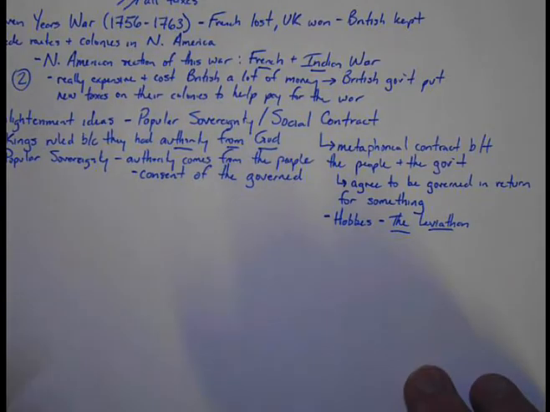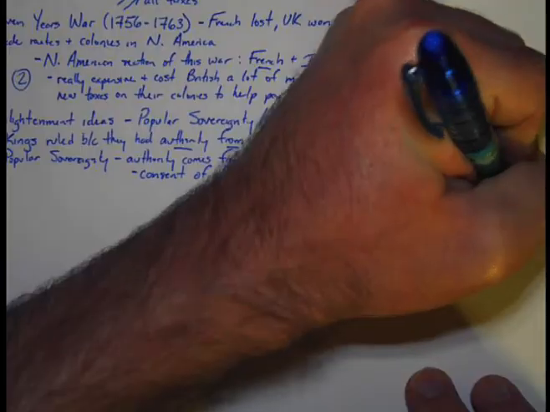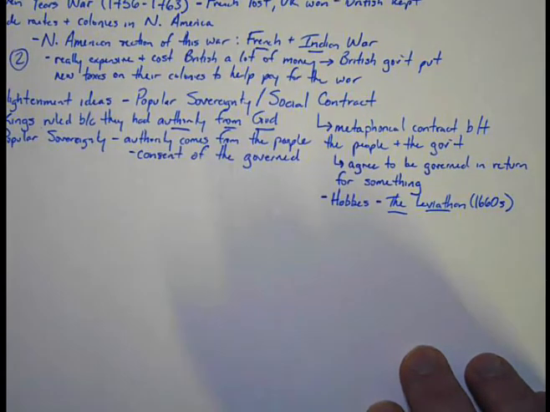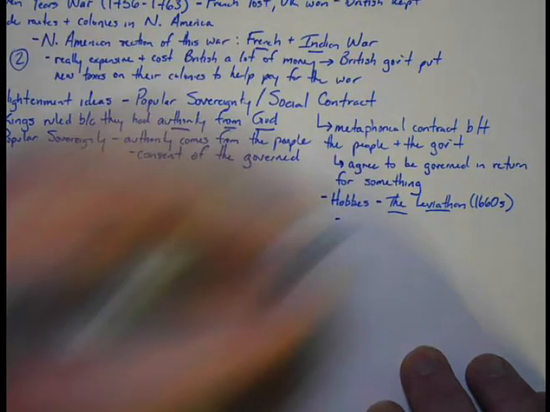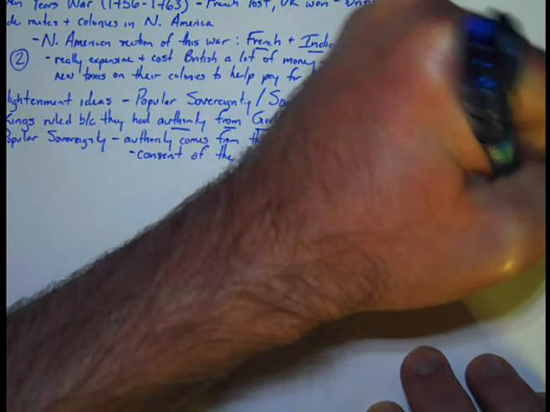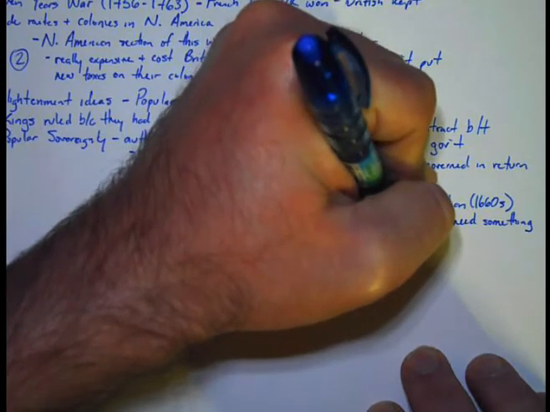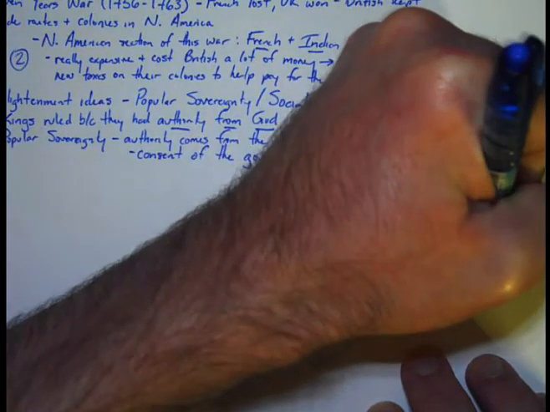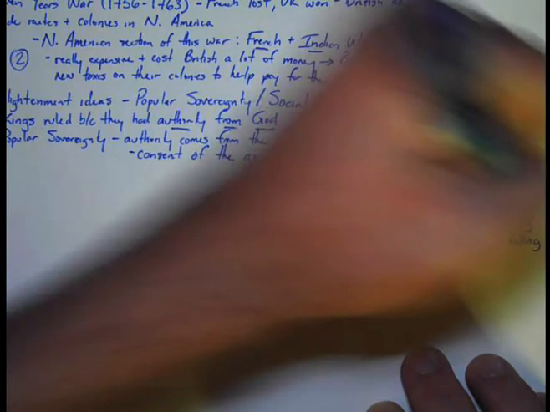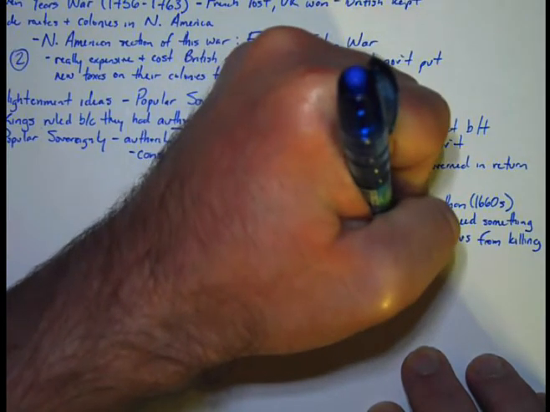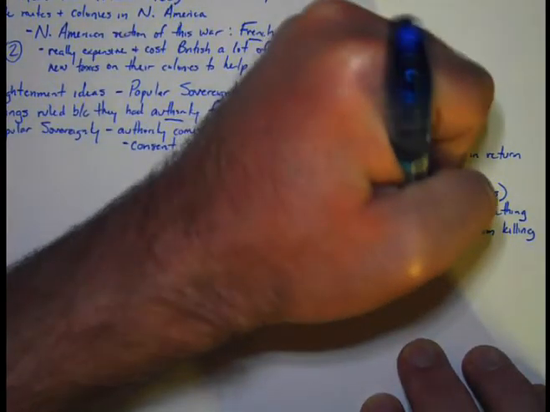Of course, I didn't write it down, but I think he wrote this in the 1660s. And basically, what Hobbes says is that people are awful and need something big and powerful to keep us from killing each other. And that big, awful thing to keep us from killing each other is the government.